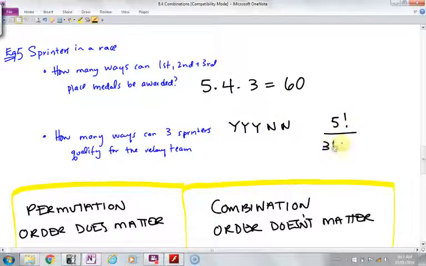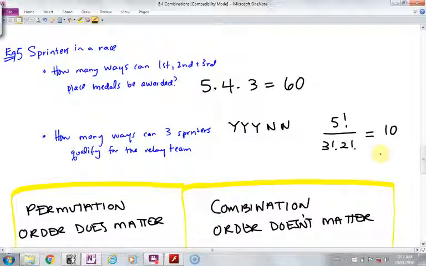5 factorial over 3 factorial, 2 factorial. So that works out to be 5 times 4 is 20 divided by 2, so only 10 ways can I choose those top 3. And if you put it in your calculator, you would get 10. So I did 5 times 4, and then I stopped because I knew the 3 factorial would cancel with the 3 factorial. So 5 times 4 is 20. 20 divided by 2 is 10.